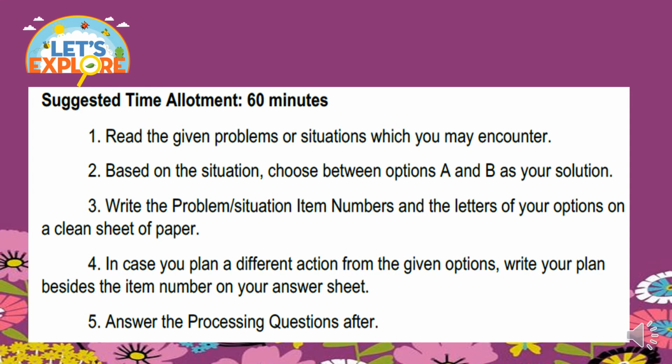The suggested time allotment for this is 60 minutes. For number 1, read the given problems or situations which you may encounter. Number 2, based on the situation, choose between options A and B as your solution. Number 3, write the problem or situation item numbers and the letters of your options on a clean sheet of paper. Number 4, in case you plan a different action from the given options, write your plan beside the item number on your answer sheets. And then the last one, number 5, answer the processing questions after.